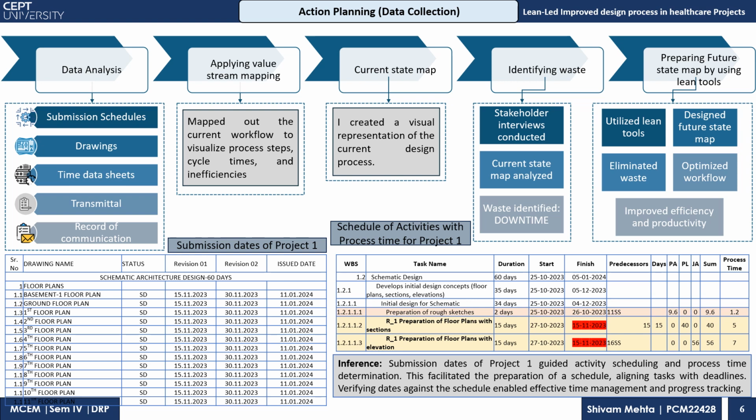As you can see, this is a small part of the schedule of activities, the schedule that was prepared based on that. On 15th of November, they prepared R1, the preparation of workflow plans, section and elevation, as it matches the schematic design. Based on that, the whole schedule was prepared. The inferences: submission dates for project one guided activities, scheduling, and the process time determined. They facilitate the preparation of the schedule, aligning tasks and deadlines, and verifying the dates against the schedule enables efficient time management and tracking of the project.